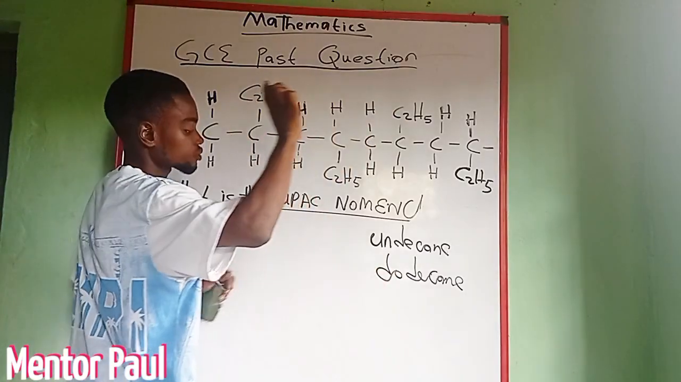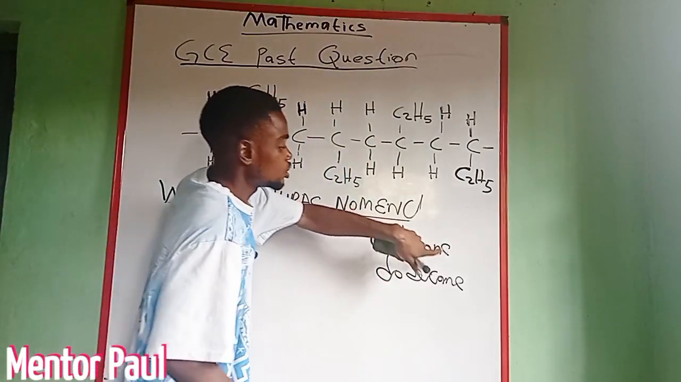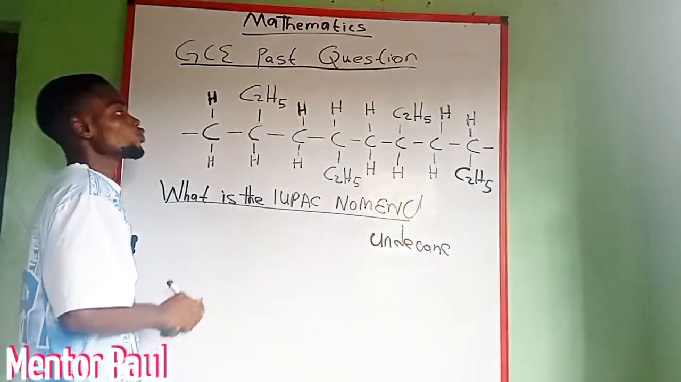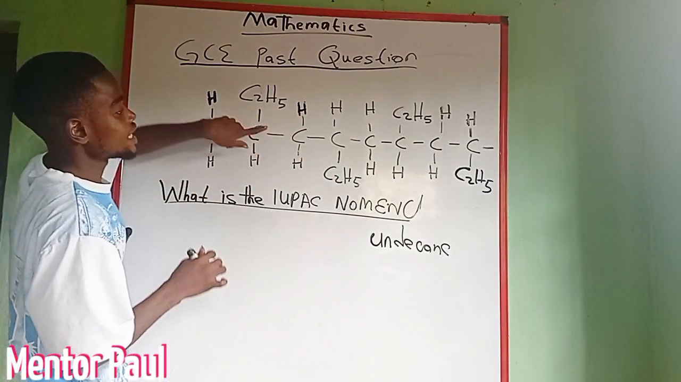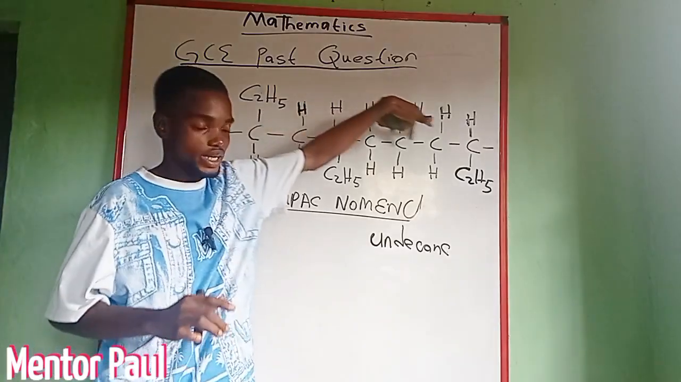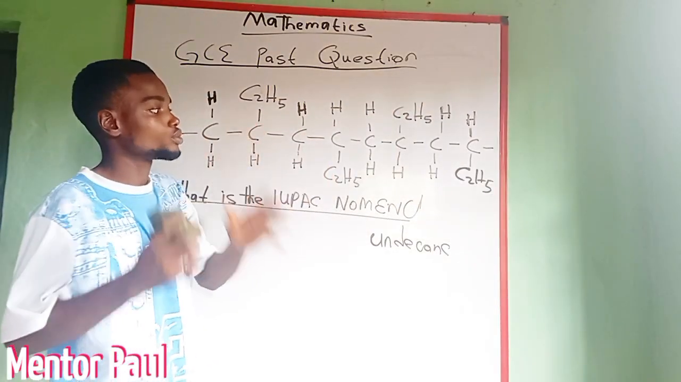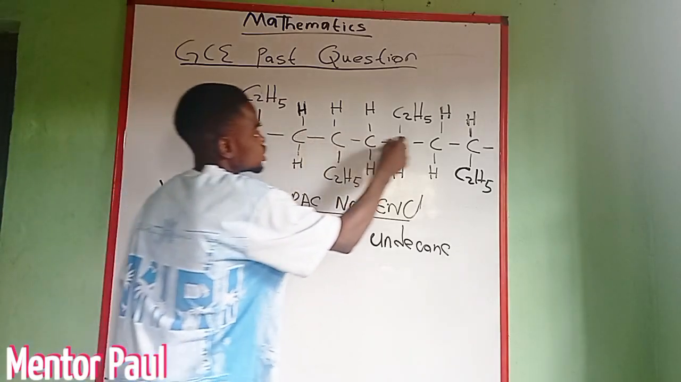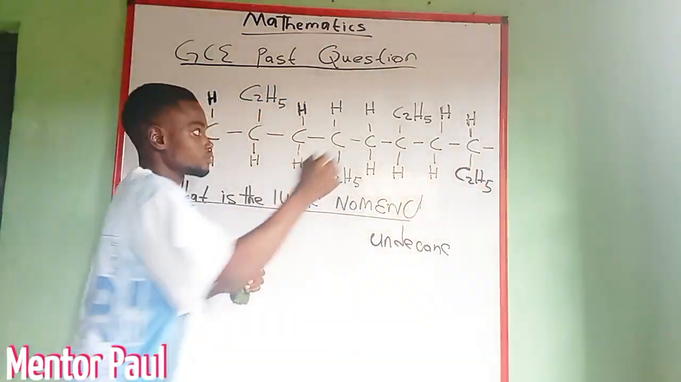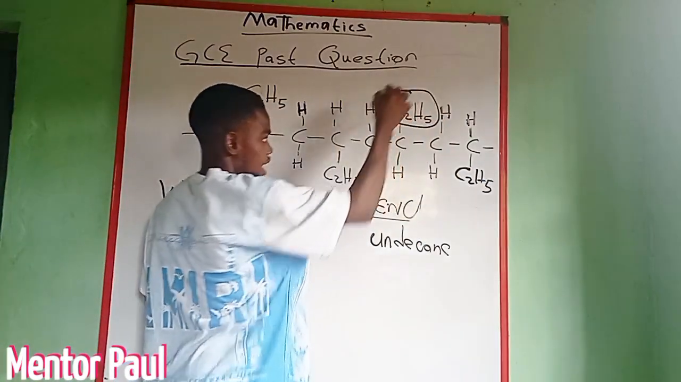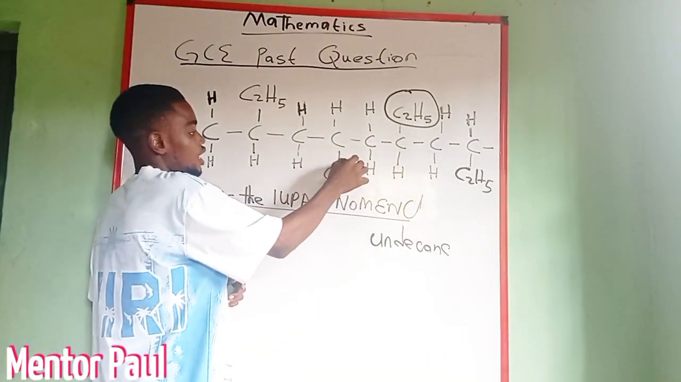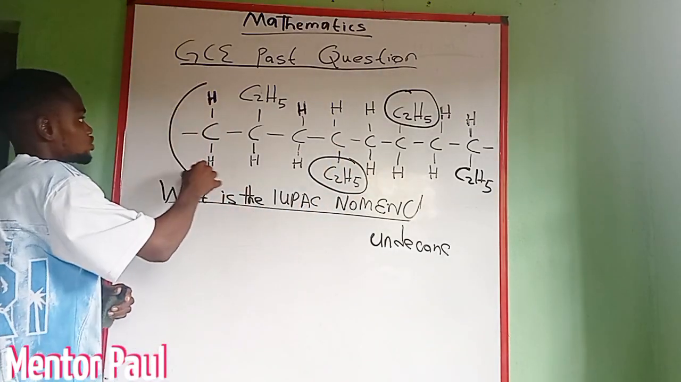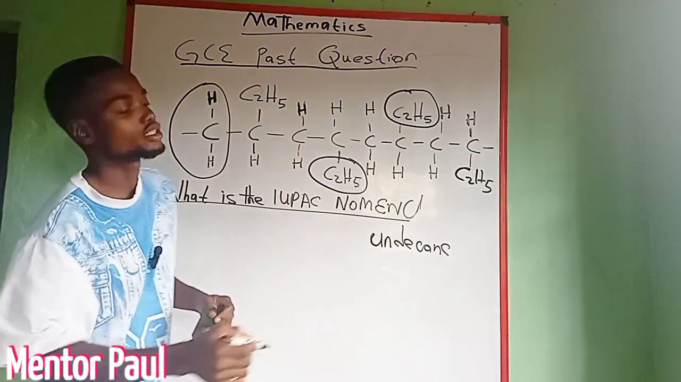So here now, since we have 11, undecane is the parent name. So what you are now going to look for is what is attached to this parent carbon chain, and then we have substituents. From this chain here, from this row to this row, we have an attachment. We have this structure as an attachment. We also have this structure as an attachment. We also have this other structure as an attachment.